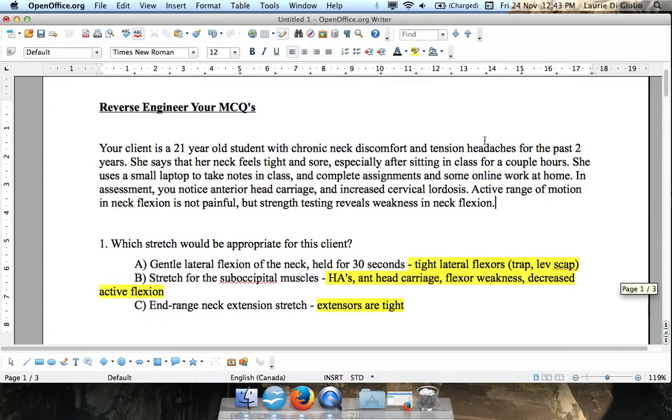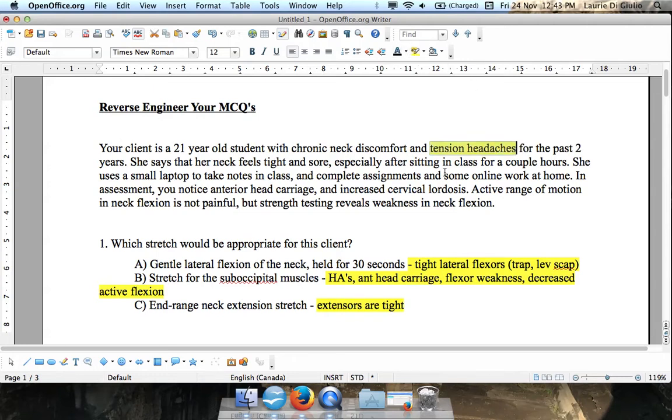21-year-old student with chronic neck discomfort and tension headaches. So you'd had this on a previous test before. So now what we're looking for in this case study is whether or not anything indicates that she has tight lateral flexors of the neck, headaches, anterior head carriage, flexor weakness, decreased active flexion, or extensor tightness. So let's look for those key words. So when we scroll through this, we see, oh, she has tension headaches. Let's highlight that.